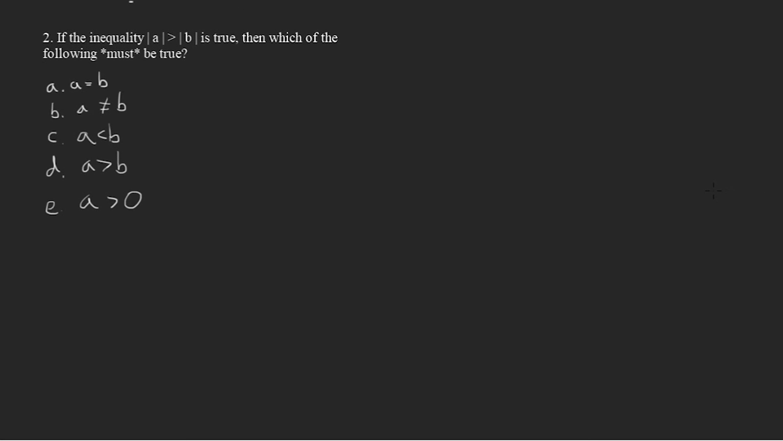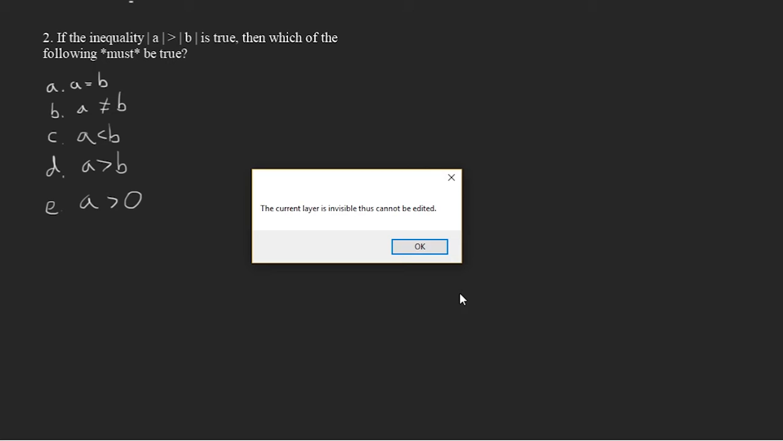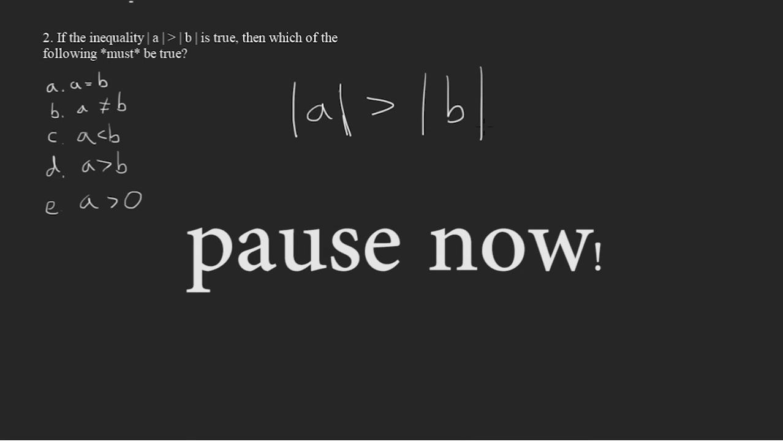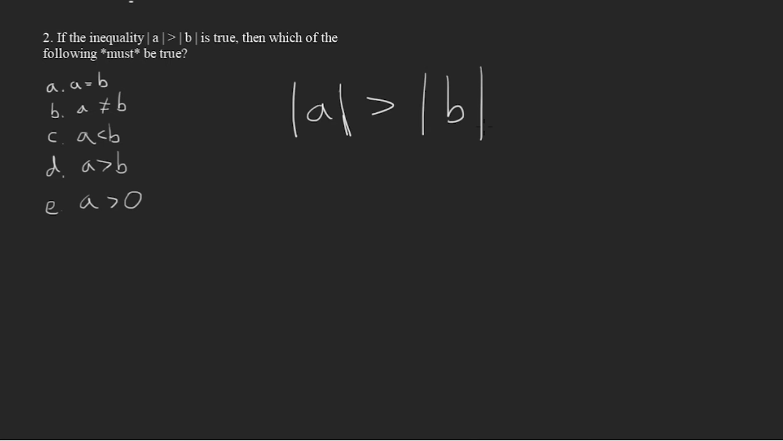Our third problem, although I wrote number 2 up there, is this guy right here. If the inequality absolute value of A is greater than absolute value of B is true, then which of the following must be true? If you ever get stuck on your problem, or if you weren't 100% sure of your answer, I would advise you to follow the question the way it's set up.